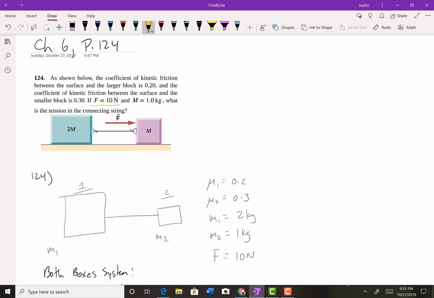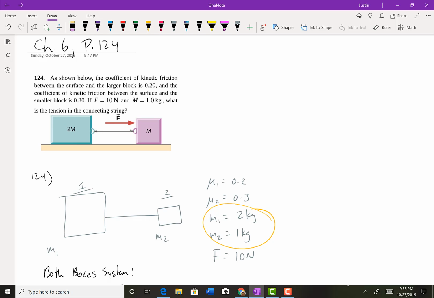It says if F is 10 newtons, and this is what F is, there's a force being applied to block 2 right here, and M is 1 kilogram, that means this will be 2 kilograms. This will be 1 kilogram. That's what I got right here. They're asking, what is the tension in the connecting string? So they're asking for what's the tension here. And then the property of tensions of strings is that the tension that's going to be applied here is going to be the same tension that's going to be applied there.